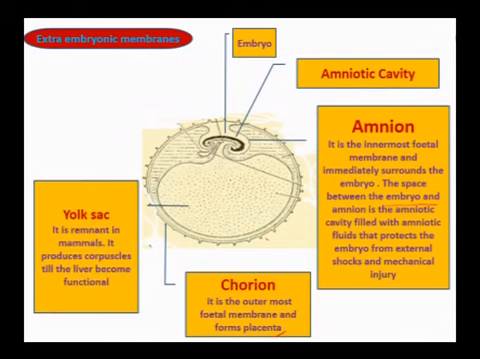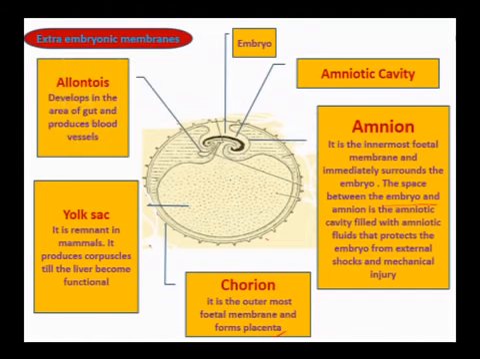The next one is called yolk sac. It is non-functional or vestigial in mammals, because it's not necessary for yolk synthesis. It produces corpuscles or blood cells till the liver becomes functional. And another extraembryonic membrane is allantois, which develops in the area of the gut and produces blood vessels.